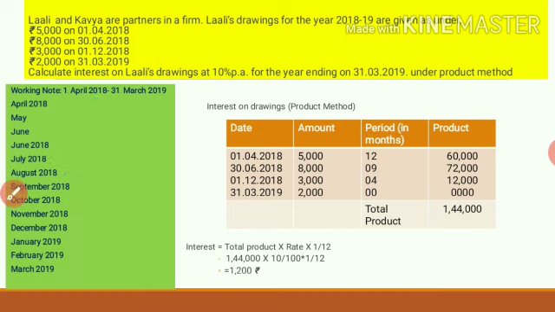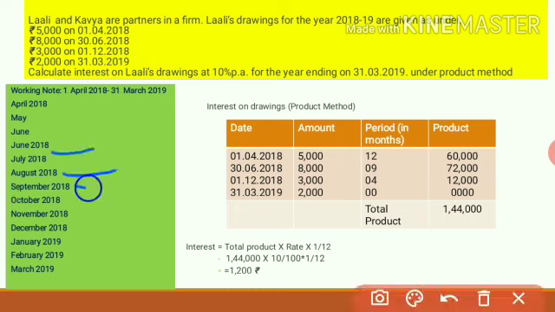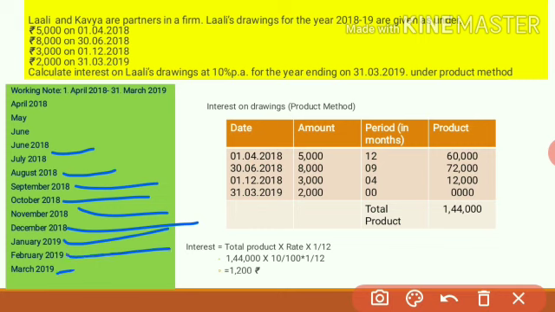The next amount is withdrawn on 30/6/2018, that is 8,000 rupees. 30/6 means June, at the end of the month of June they have withdrawn 8,000. So we will not consider June. The calculation begins from July. July, August, September, October, November, December, January, February, March. How many months? It is 9 months. Okay, starts with July. So 8,000 into 9 is nothing but 72,000.